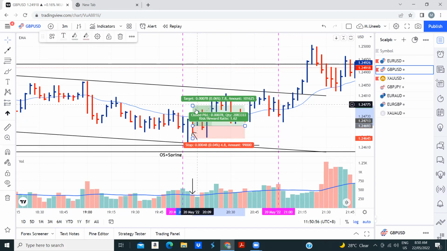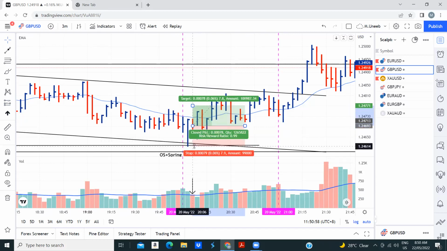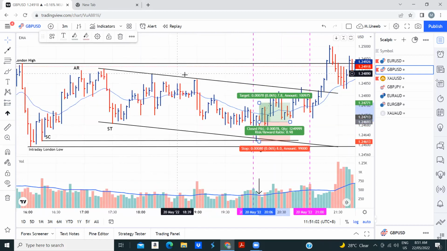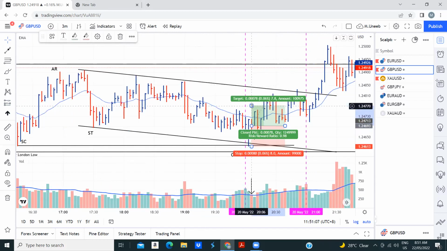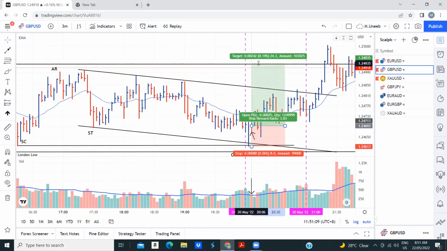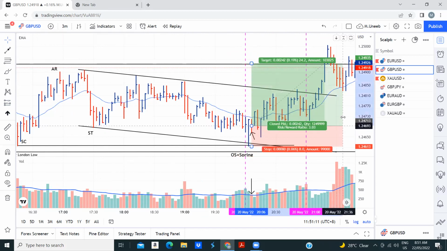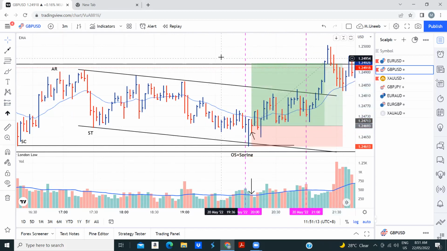And then my stop loss would be this last one. And my target would obviously be, because this is a breakout and this is my London intraday high, I will just target the intraday London high. Got it? So how much did I make? 3.03 hours. Got it?